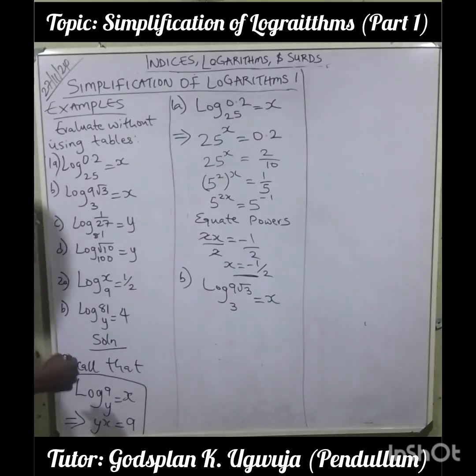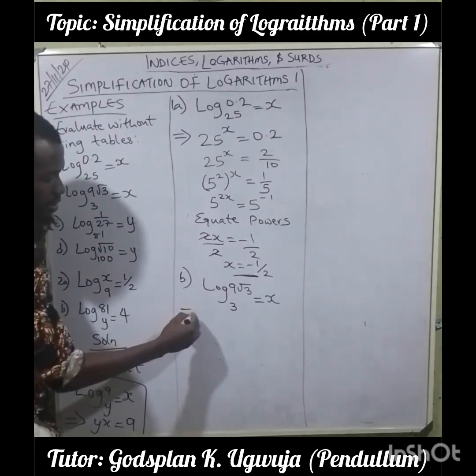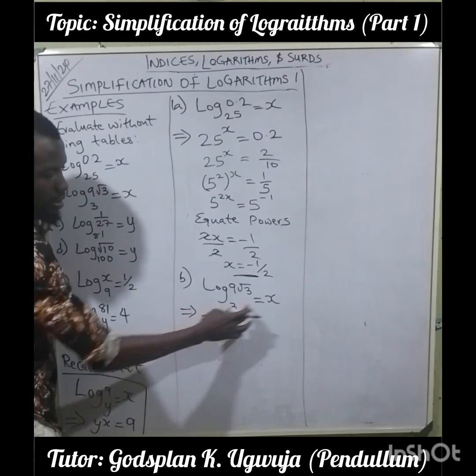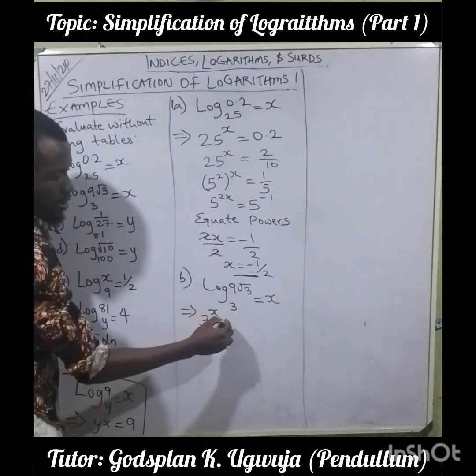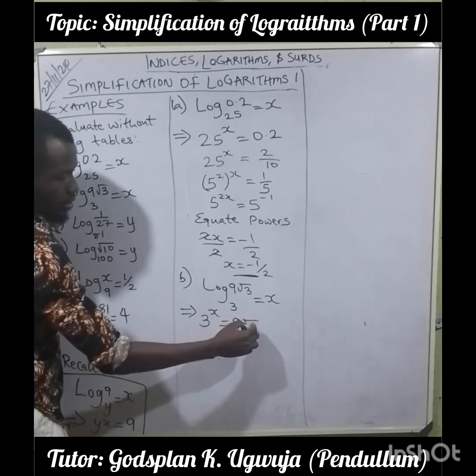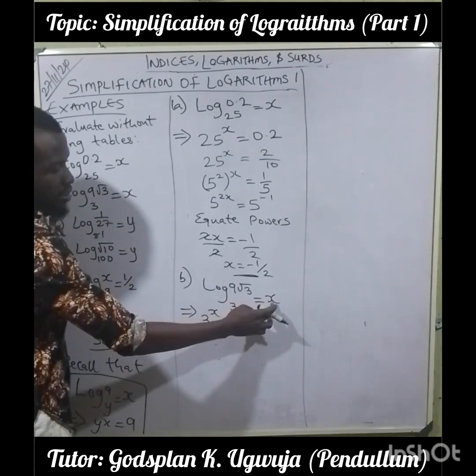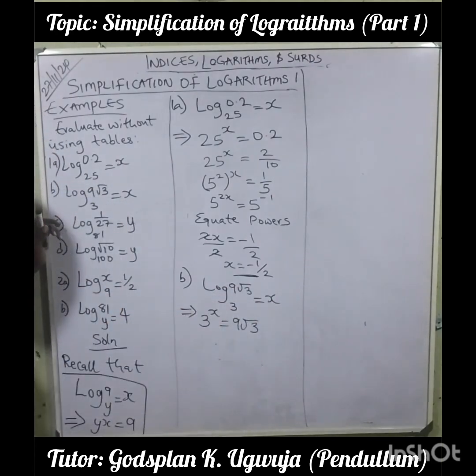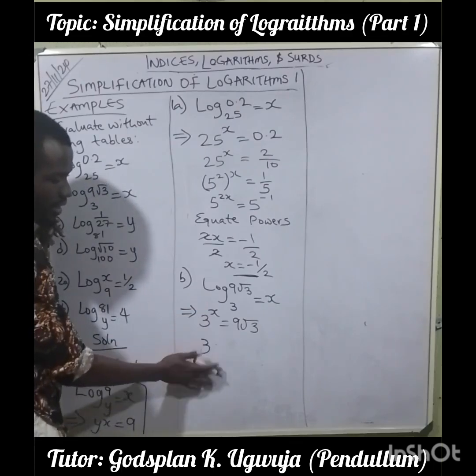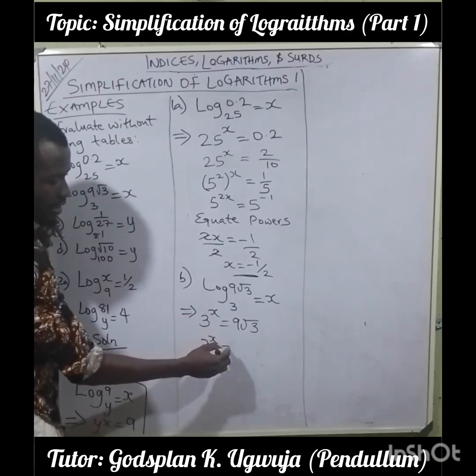Now same thing, let's convert to indices. This will be 3, x will become the power, is equal to 9 root 3. I've converted this logarithm to indices. This raised to this power is equal to this. Now we basically can't touch this one here, so we leave it like that.